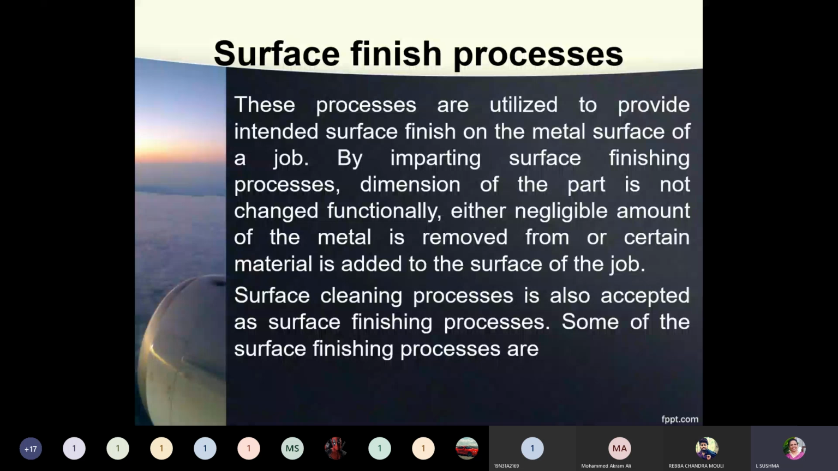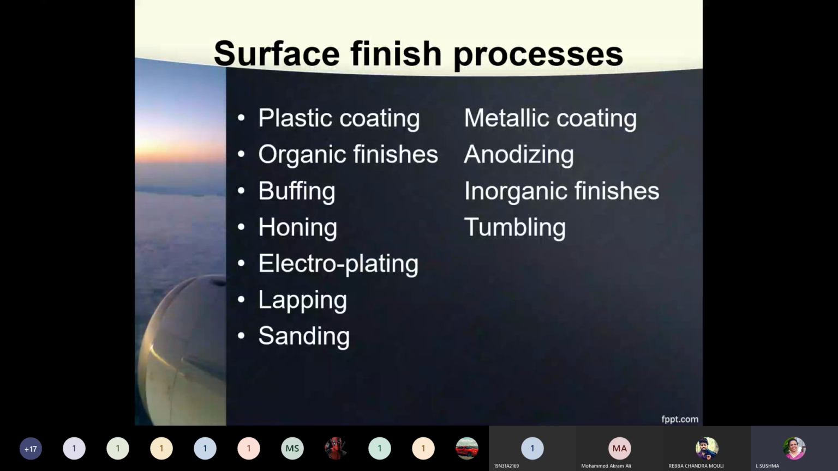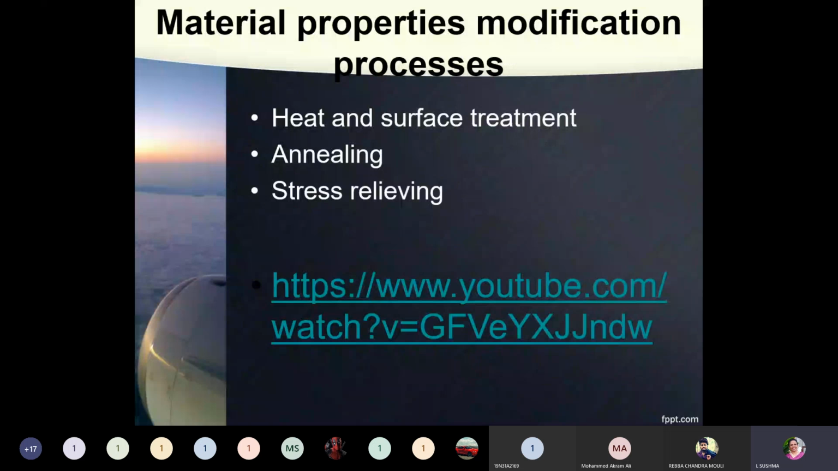Okay, next is material properties modification. It is also very important. Why? Sometimes you want a material which has brittleness, but when you use the base metal as it is, you will not have that much brittleness. So you heat it to a particular temperature and then cool it, so that the brittleness is obtained in your object.